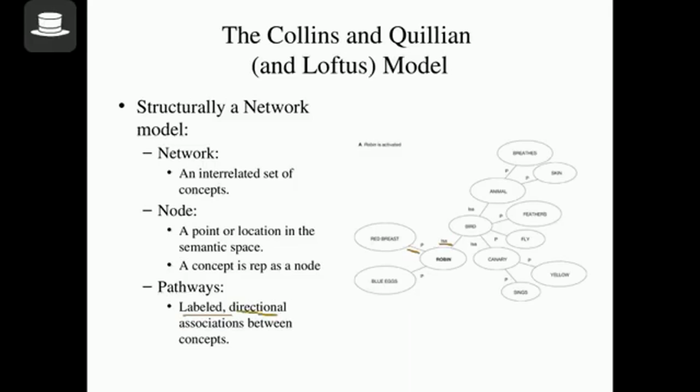In other words, you can say Robin has red breast, but you cannot say red breast has Robin. So the pathways are directional. Similarly, you can say Robin is a bird, but you cannot say bird is a Robin, because that's not an accurate statement. So these pathways are labeled directional associations between concepts.